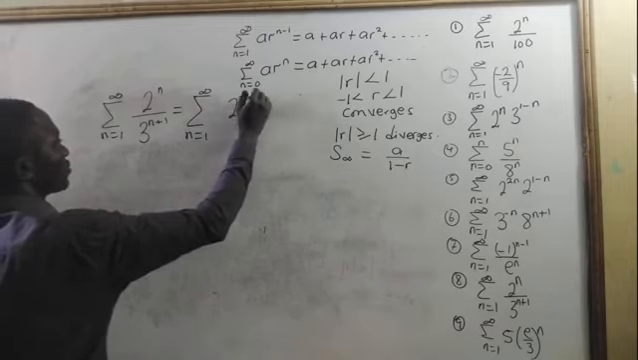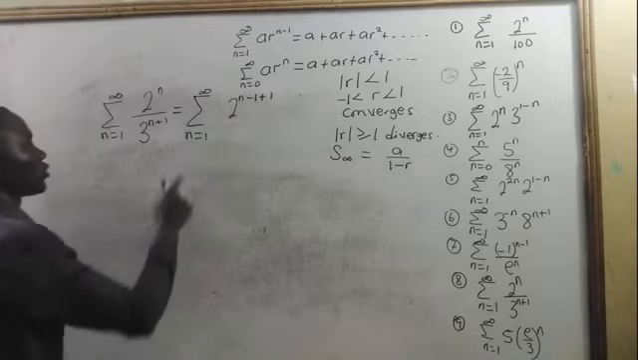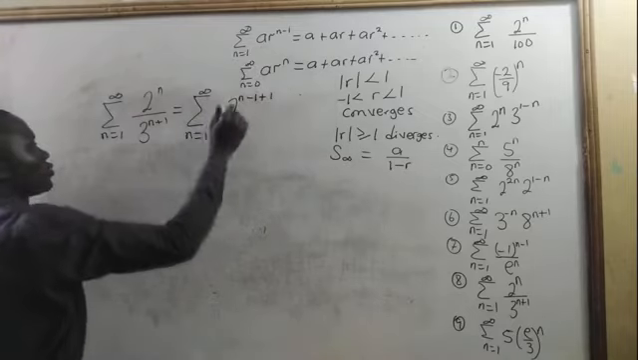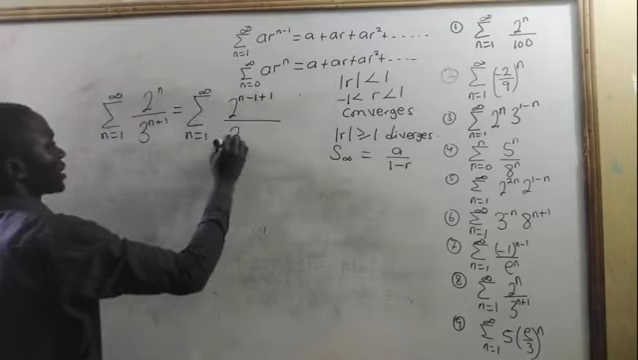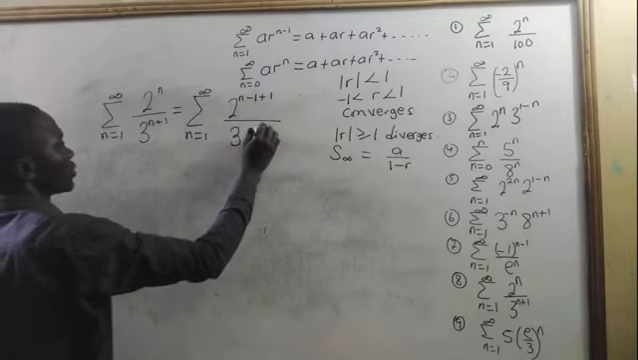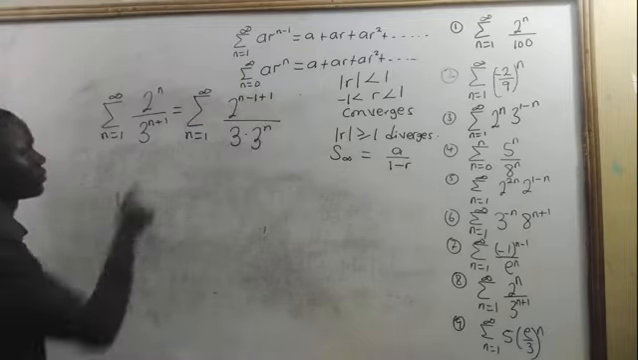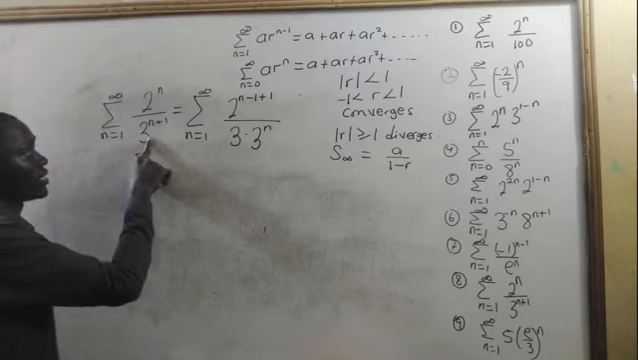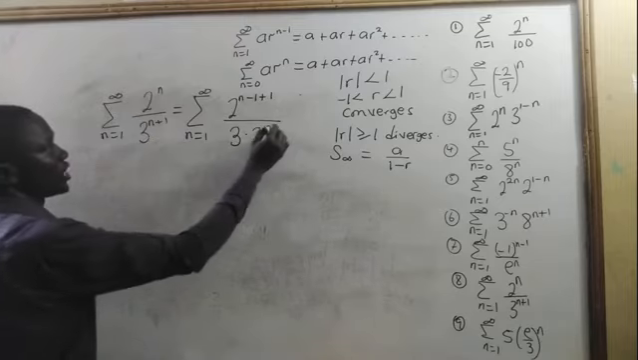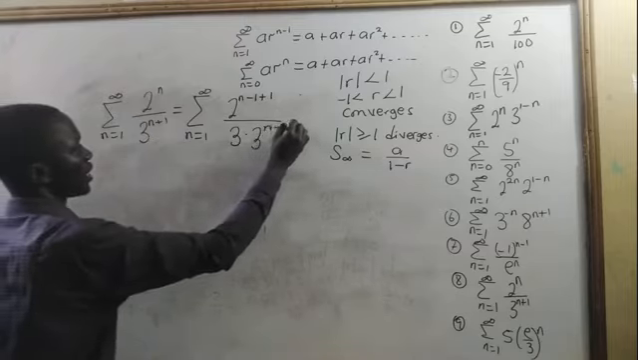Okay, let's subtract 1 and add 1. So we have n equal to 1, and we are putting it in this form, divided by 3 times 3 exponent n. From the laws of indices, or the laws of exponents, for the n, you can subtract 1 and add 1.